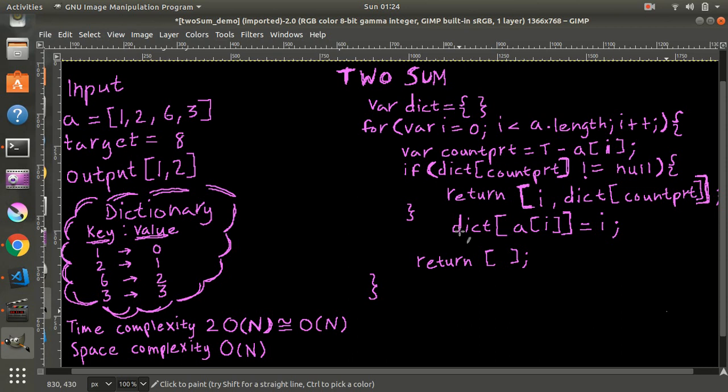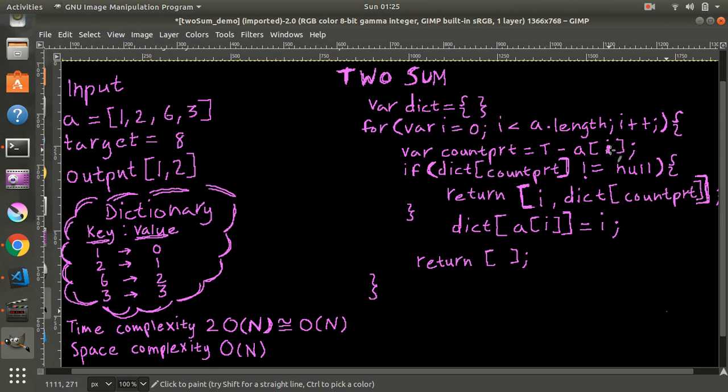So what I do is I insert every time I iterate an element, and then I insert that element and its index. So I have my iteration, for example, i equals 0, I'm at 1, and the counterpart, like I said, t minus a of i. A of i is right now 1.